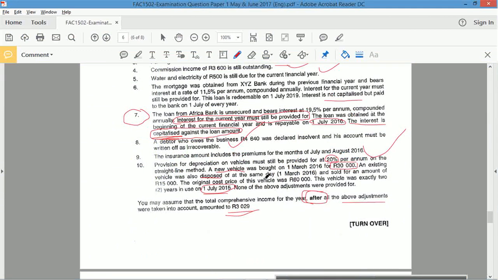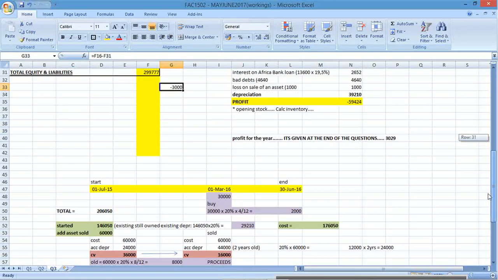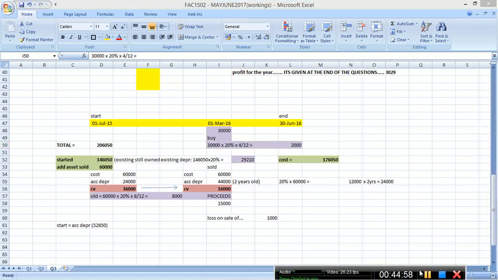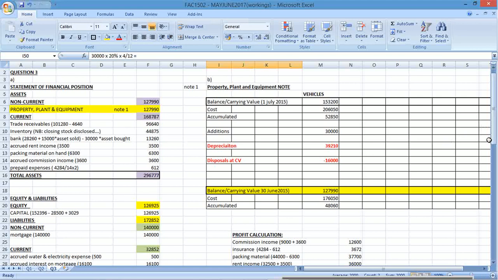Okay, an existing vehicle was disposed of and sold for an amount of 15. We got the 15. Original cost price of this vehicle was 60. The vehicle was exactly two years old. None of the adjustments were provided for. Okay, so all I need to do is just check the amount here. So we bought a vehicle, we depreciated. Do we need the depreciation? We actually didn't need the depreciation because, okay, so this was all fine. This tied up fine. That was the amount, the additions.